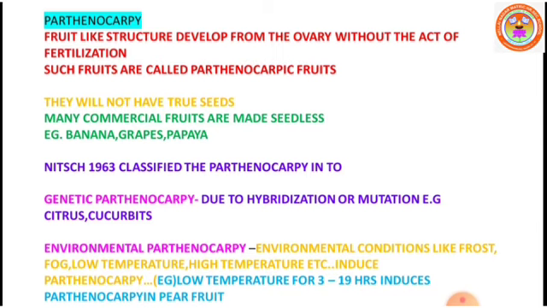Parthenocarpy. Okay, let us see the definition. Parthenocarpy: fruit-like structures may develop from the ovary without the act of fertilization is called parthenocarpy. The fruits developed by parthenocarpy are called parthenocarpic fruits. Sometimes we used to call them seedless fruits. These parthenocarpic fruits will not have any seeds, no seeds.